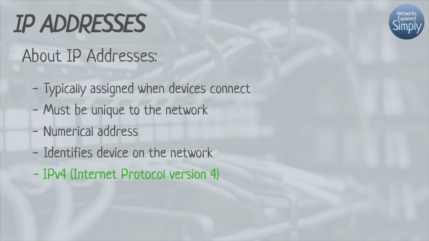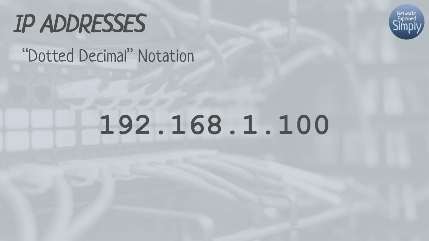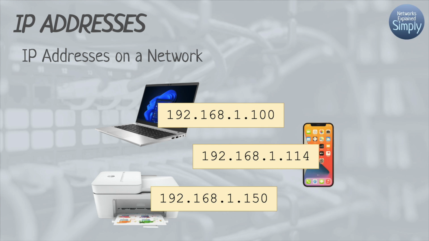A typical IP address looks like this, and we call this format dotted decimal notation. Note that we have 4 decimal numbers, separated by dots, and that each of these numbers can range from 0 to 255. If you're wondering about the reason for this upper limit, stick with us. It will be clear in a few minutes. We can read this IP address in dotted decimal notation as 192.168.1.100.